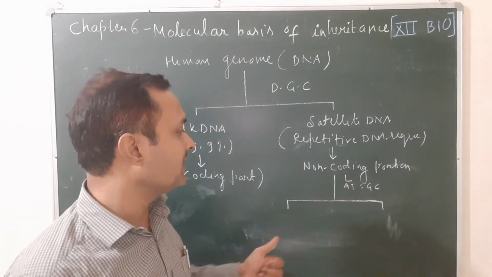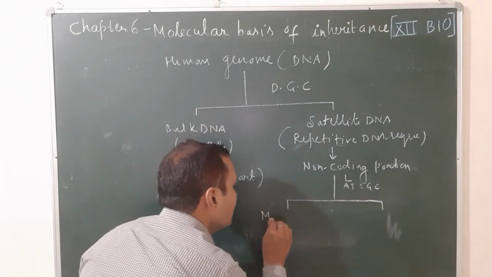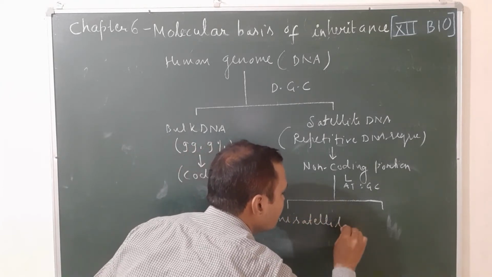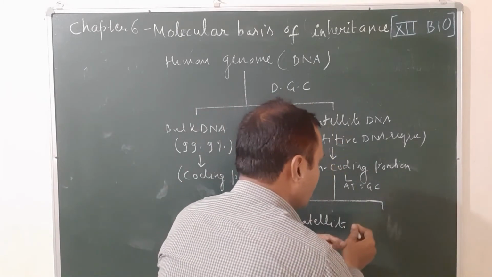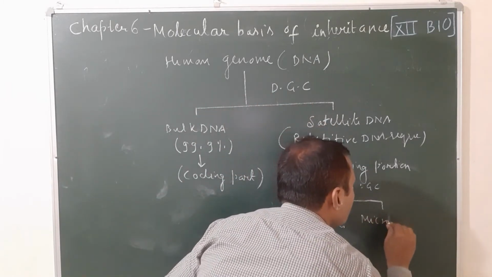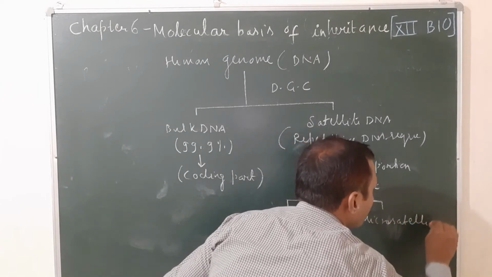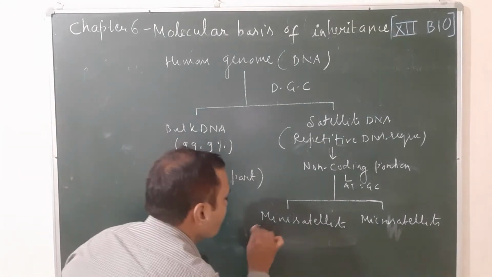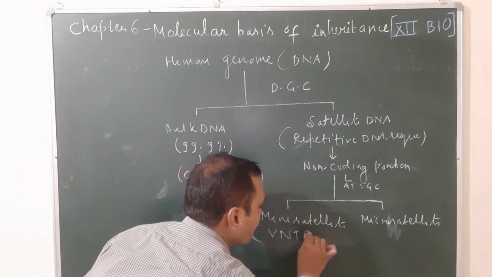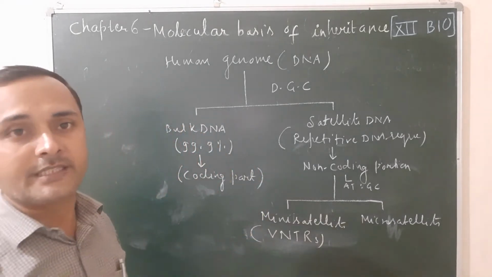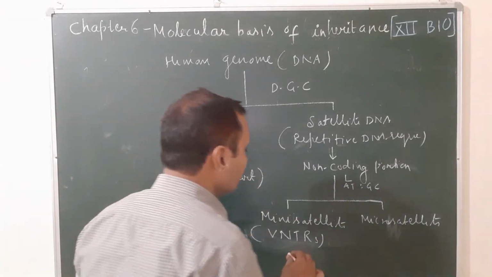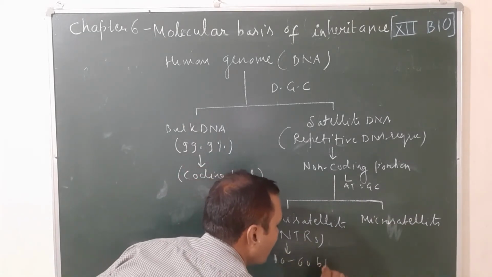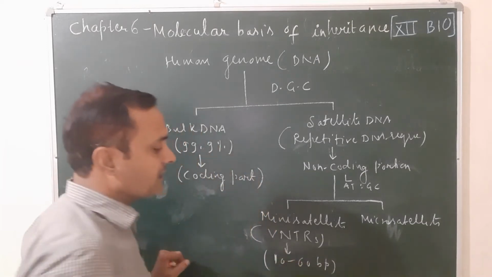It is classified into two types. The first one is known as the minisatellites, and the second one is known as the microsatellites. These are based on the copy number. Minisatellites are also known as VNTR. VNTR stands for variable number of tandem repeats, and a VNTR consists of about 10 to 60 base pairs.